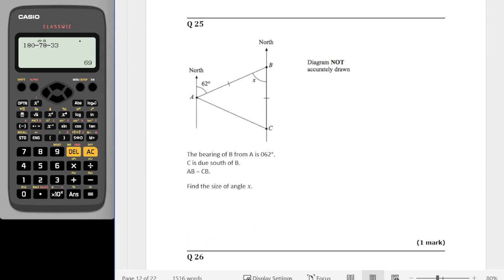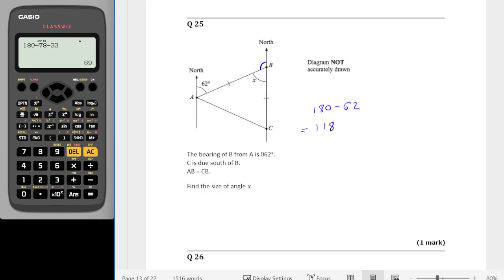Okay, question 25. So looks like a bearings question. So the bearing of B from A is 62 degrees, or 062, which is shown. C is due south of B, and we're told that AB is equal to CB. So we've got, in effect, an isosceles triangle here. Calculate the size of angle X. So I'm not really going to use the fact that it's an isosceles triangle. What I'm going to use is the fact that we've got a supplementary angle here. So if that's a supplementary angle, then 180 minus 62 is going to be equal to 118.